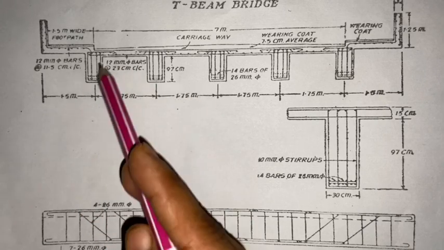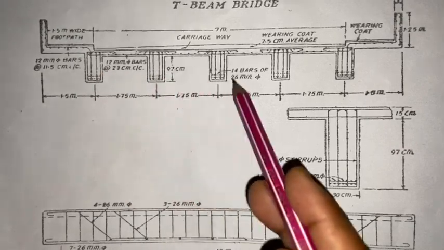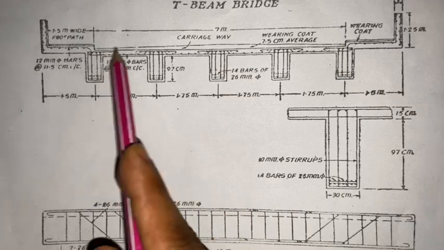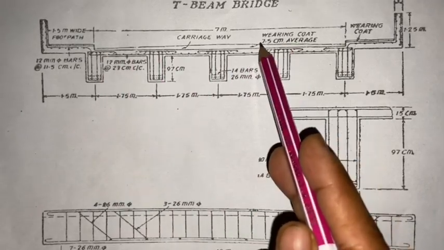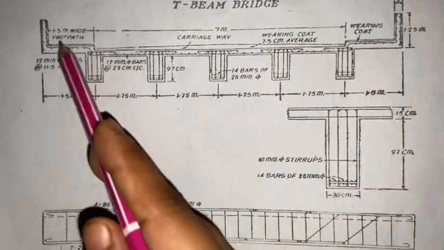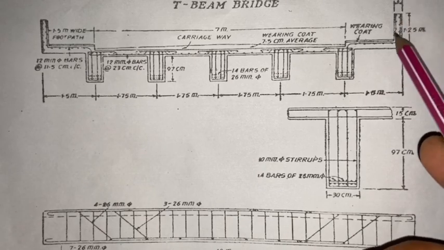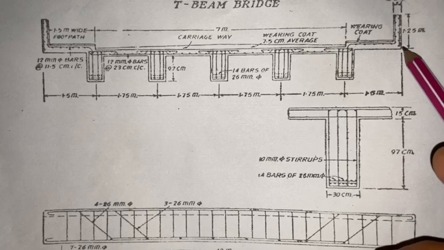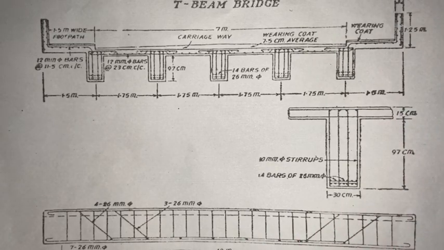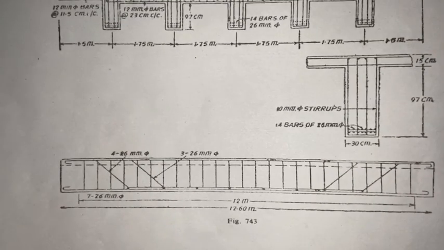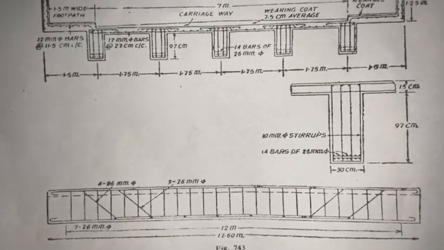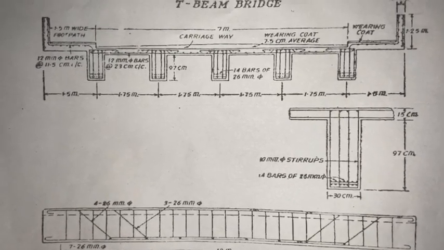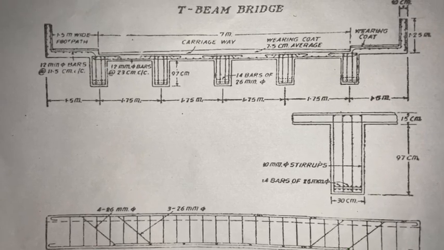Okay, for the T-beam we have designed, and this is the 7 meter length of the carriageway, and this is the bearing course 7.5 centimeter, and this is the footpath, and this is the parapet, and this is the thickness of the parapet, and this is the height of the parapet. So this is the whole design, the whole diagram for the reinforcement of the T-beam bridges. This is the process for the design of T-beam bridges.